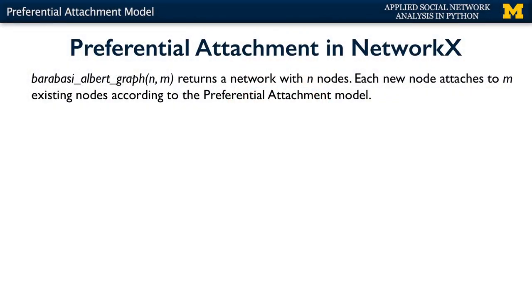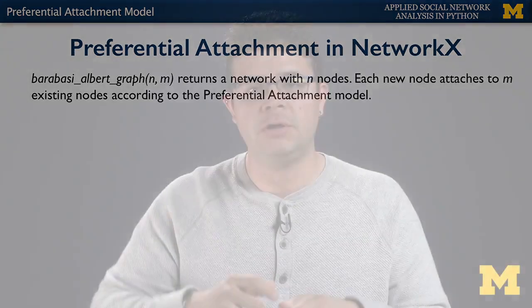In NetworkX, you can use the function Barabasi-Albert graph, which is named after the researchers that came up with this model, with input parameters n and m, where n is the number of nodes and m is the number of new nodes that an arriving node would attach to. In our example, the way we define it, this m parameter would be 1 because we said that every new node would attach to only a single existing node. But you can generalize this and have it so that every node attaches to m existing nodes. And that m will not change the fact that you still get a power law degree distribution.